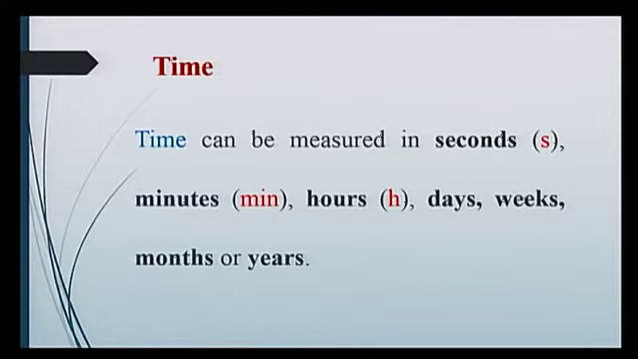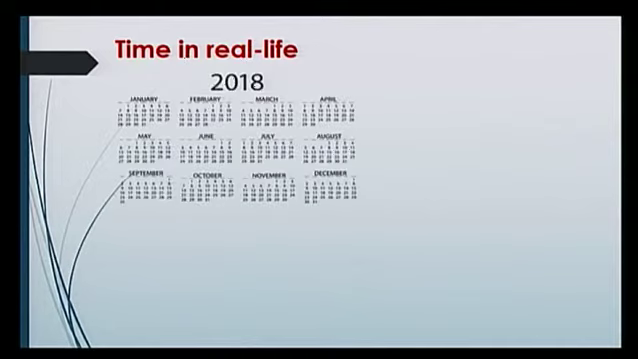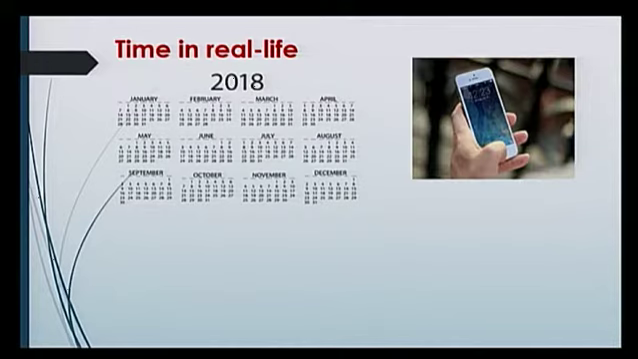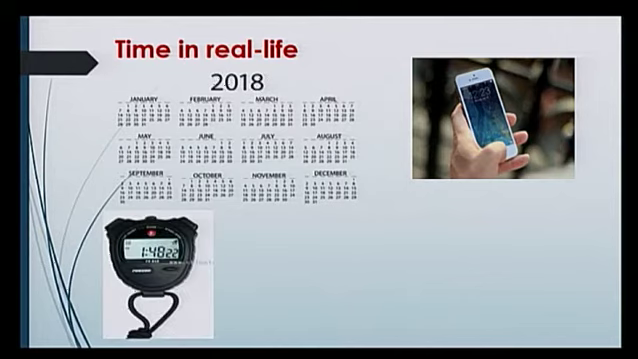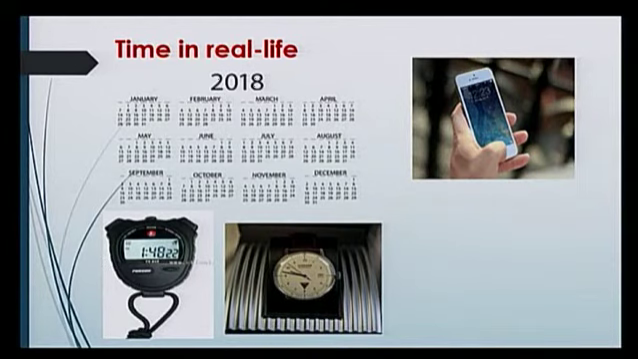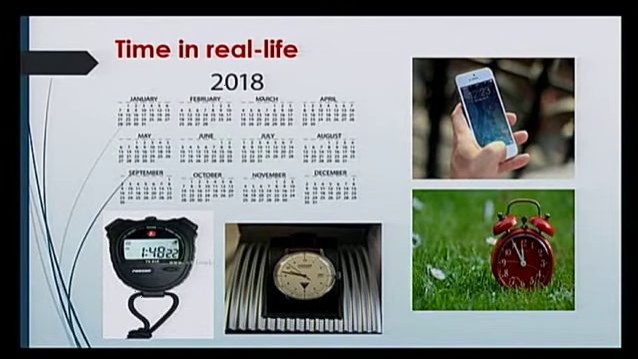Time is something that we all use. We have different concepts involved in time. Time can be measured in seconds, minutes, hours, days, weeks, months, or even years. So let us look at some examples of time in real life. You can see there is a calendar showing the month. We have time on our mobile phone. We have a stopwatch to give us the time, or even our watch, or the clock face to give us time.